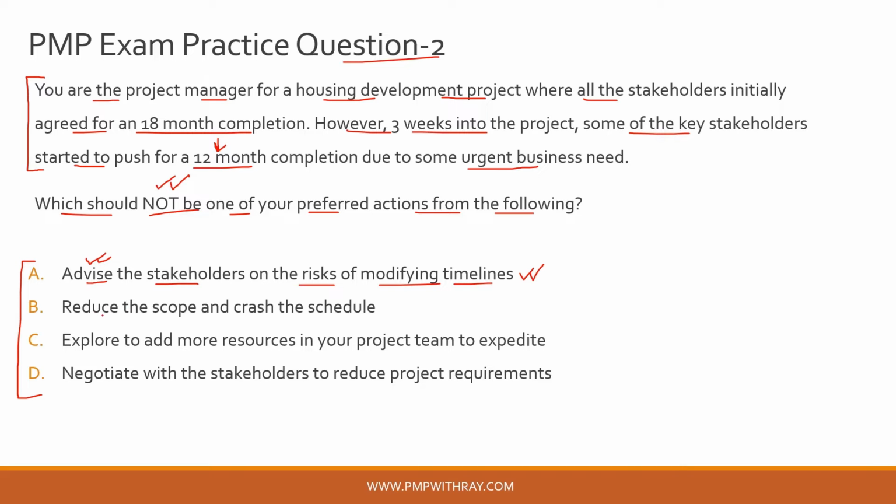Let's look at option B, reduce the scope and crash the schedule. Now, this is a bit direct, right? So it is saying that once you have received this request of reducing the timelines from 18 months to 12 months, go back to your team and start cutting scope left and right and crash the project schedule as need be. Now you might say that crashing the project schedule can improve your chances of delivering the project on time.